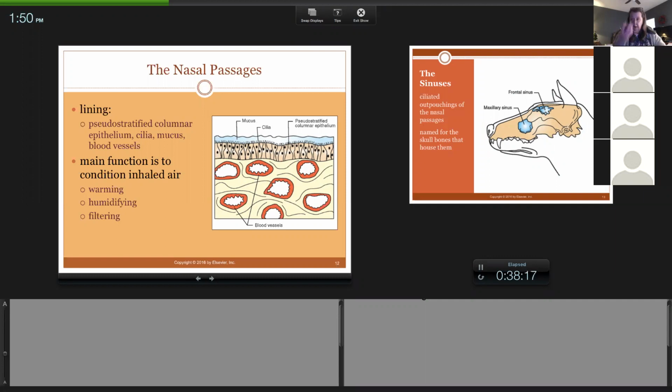That's going to warm the air coming in, but it's also filtering debris, and I think I've already touched on that.